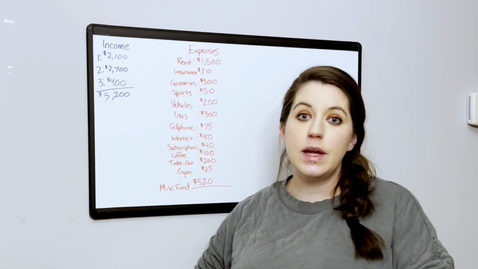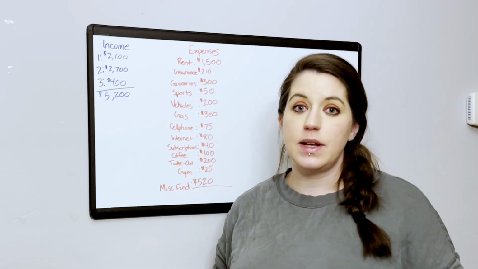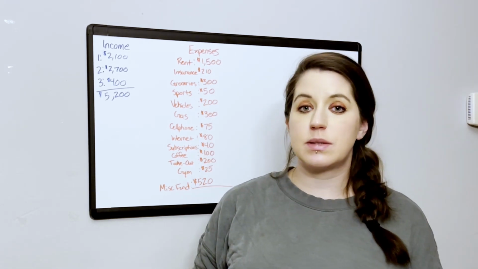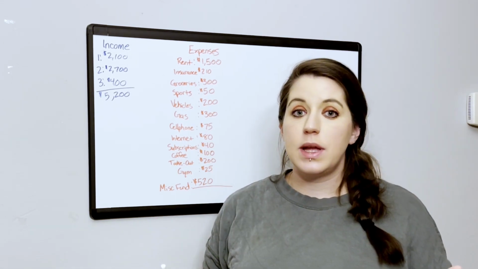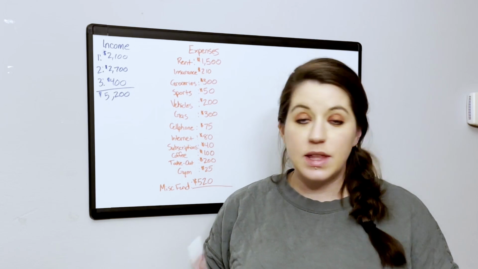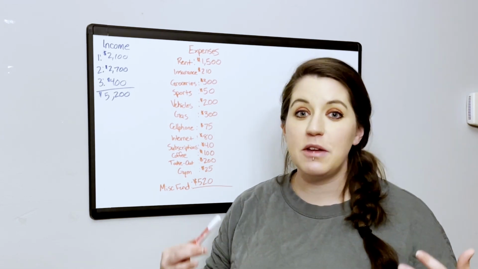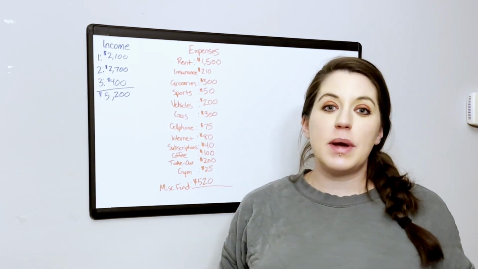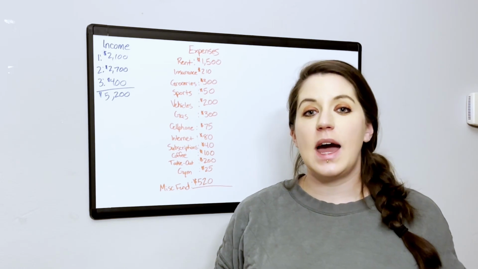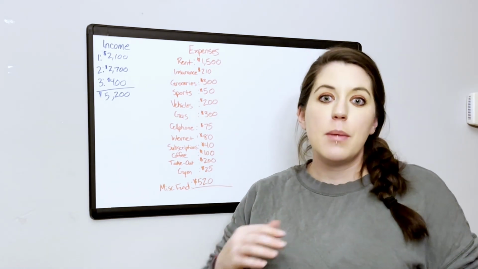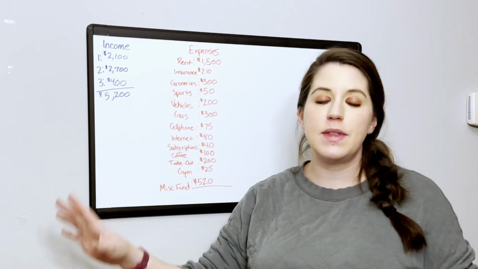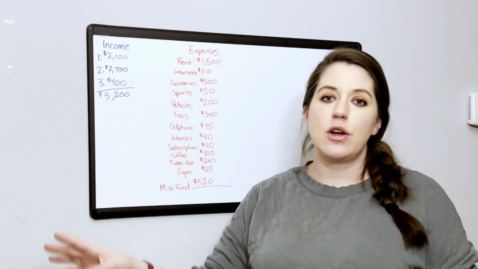The other reason is unexpected expenses pop up. Emergency vet bills, cars breaking down, things like that. Things happen, you know what I mean? Life happens. So when unexpected expenses come up, it's nice to have not just a $520 buffer, but multiple months of that saved up, set aside, all that stuff.